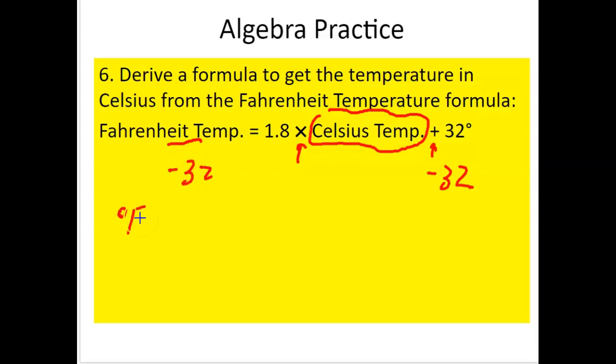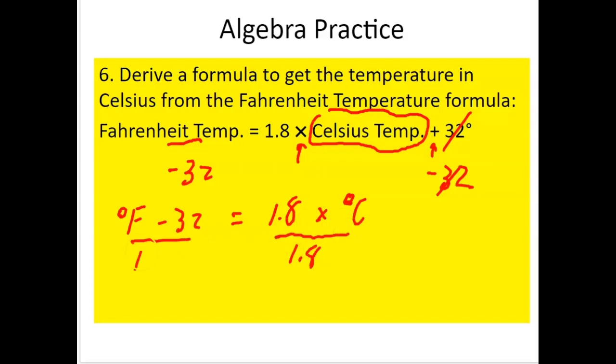We get degrees Fahrenheit minus 32 is equal to 1.8 times degrees Celsius, because the 32 gets canceled out by subtracting. Now we need to get rid of the 1.8, so we're going to divide both sides by 1.8, and that'll cancel out the 1.8. We're left with: take the Fahrenheit temperature, subtract 32 from it, and then divide the whole thing by 1.8, and that will give us the temperature in degrees C. So that would be our conversion for that.